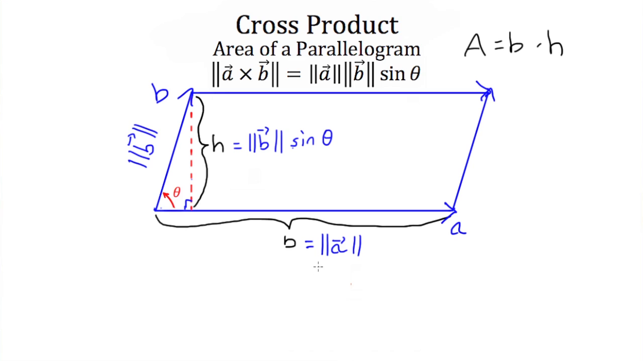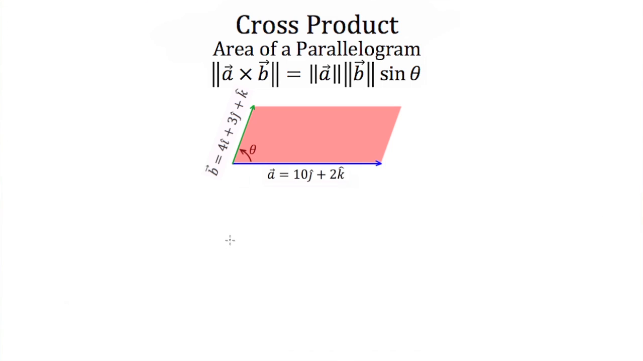If I plug this in for the base and this in for the height, I end up with this equation here. The magnitude of vector A times the magnitude of vector B times the sine of the angle in between them. Now, if I knew the components of vector B and vector A, I could just take the cross product of them, and I would end up with the area of my parallelogram, because the magnitude of their cross product is equal to the magnitude of vector A times the magnitude of vector B times the sine of theta. So I take the cross product, and then I take the magnitude of that cross product, and I have the area.